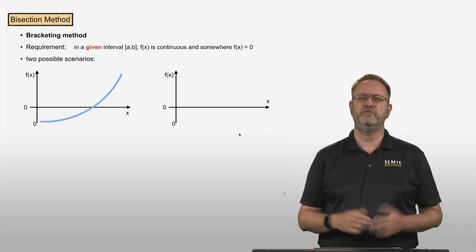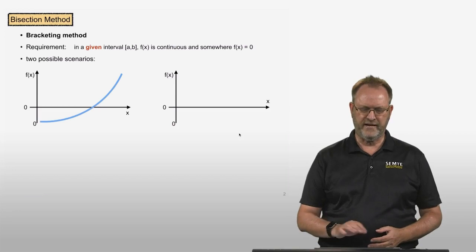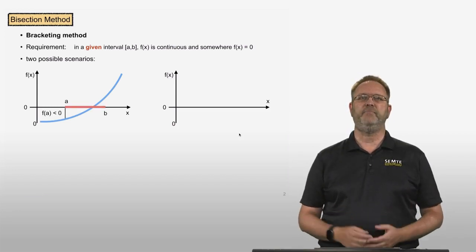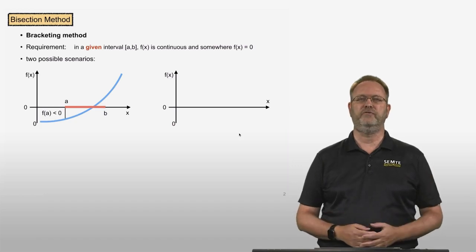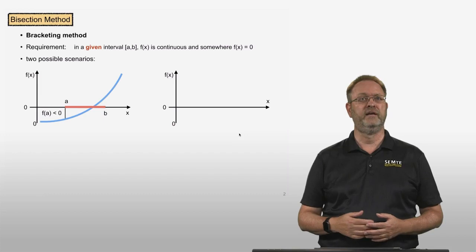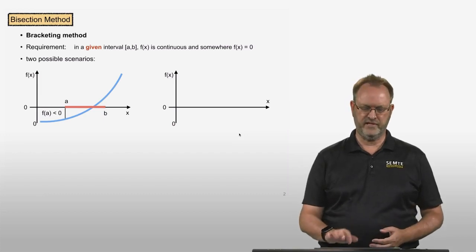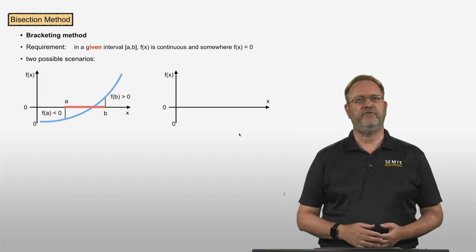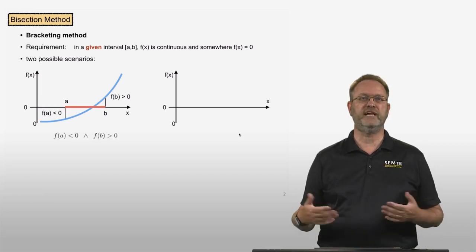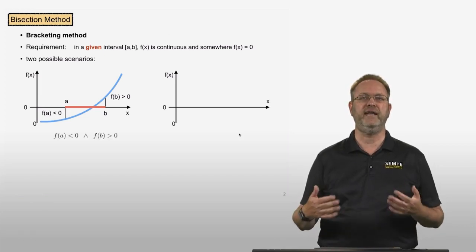interval. The first one is shown here on the left, so I have some function with an interval from a to b. And in this example here, at the left bound of the interval, if I plug in a into the function, f of a is smaller than 0, and at the right bound, f of b is greater than 0. So we have these conditions, f of a smaller than 0 and f of b greater than 0.